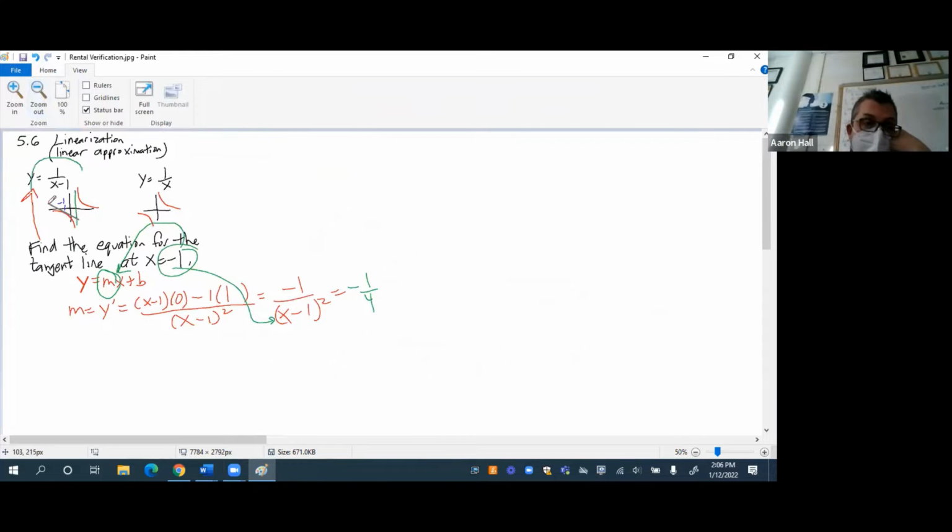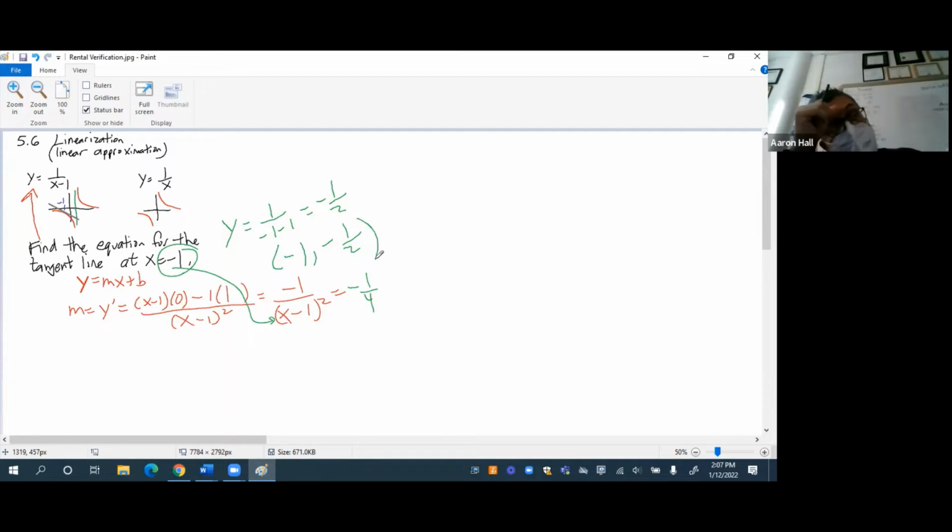Let's plug it into the original equation to find our corresponding y value. So we have y equals 1 over -1 minus 1, which is what? Is that -1/2? Okay, we call this the point of tangency. The point of tangency is that point where we have that tangent line, and it's going to be -1, -1/2.